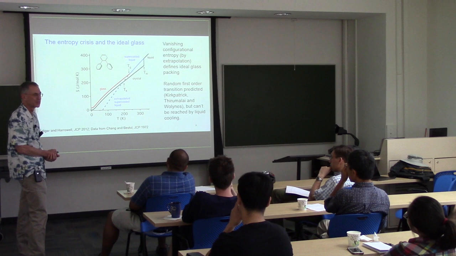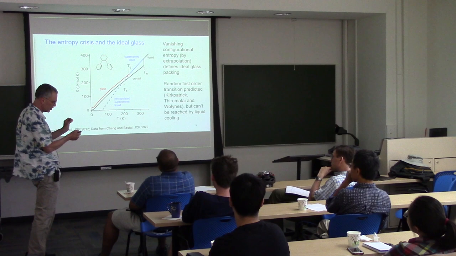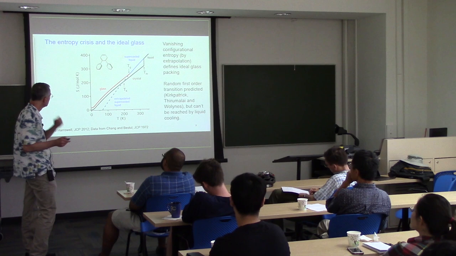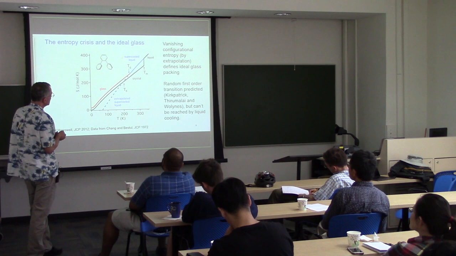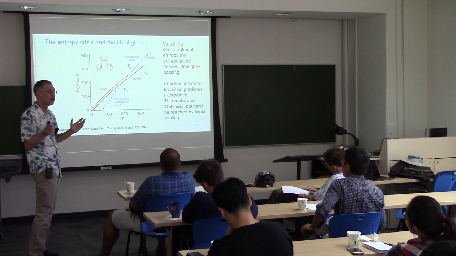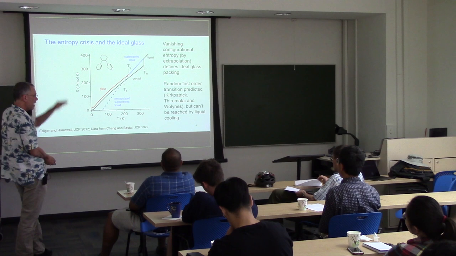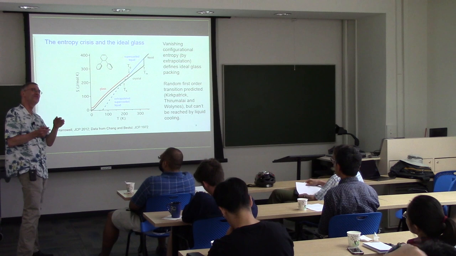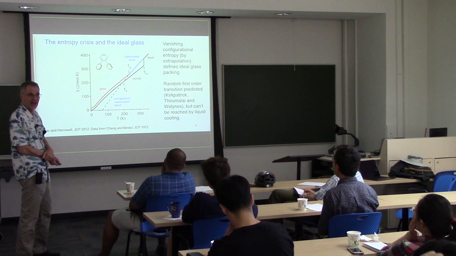And so the entropy can be thought of as having two components. It has a configurational part and a vibrational part. If we figure out a way to estimate how big the vibrational part is, then we can concentrate on the configurational entropy. And when that configurational entropy goes to zero, well, it can't go any lower than that. And so that is believed to place a limit on how far we could go down that line. And that thing that you would get if you had the patience to cool infinitely slowly and get to that state is called the ideal glass.